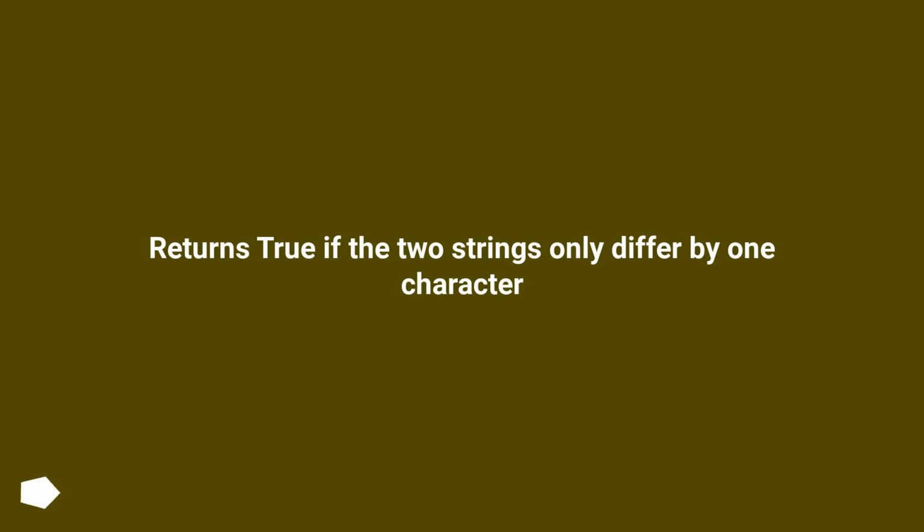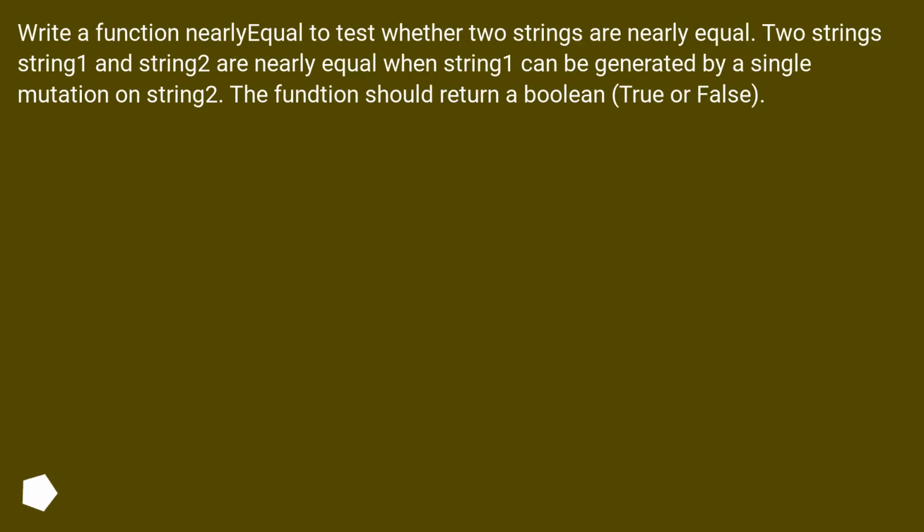Returns true if the two strings only differ by one character. Write a function nearly equal to test whether two strings are nearly equal. Two strings, string 1 and string 2, are nearly equal when string 1 can be generated by a single mutation on string 2. The function should return a boolean, true or false.